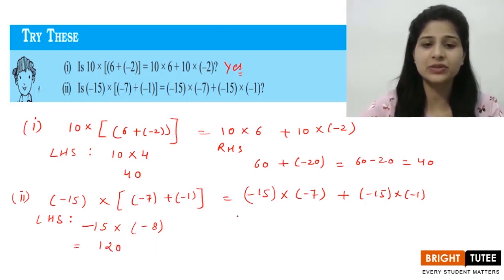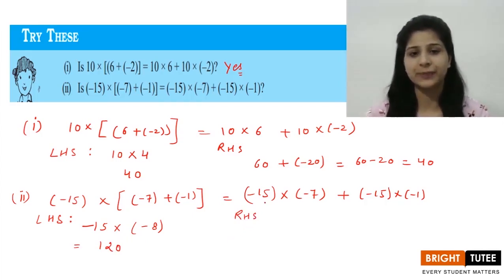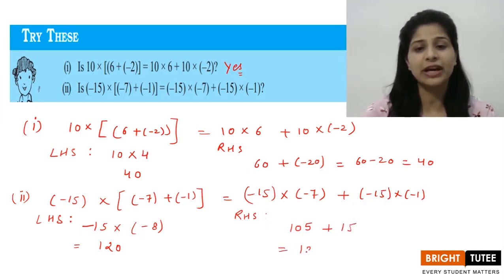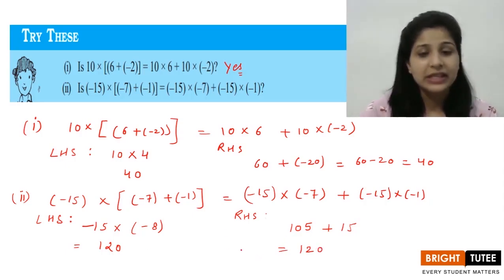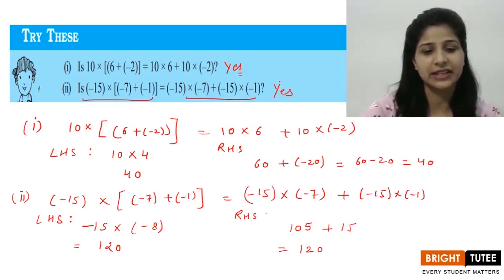Similarly, students, on the right hand side, what are we going to get? Just see. Minus 15 into minus 7. What will be the answer? Plus 105. And the next answer, minus 15 into 1 is minus 15. Adding them, you get 120 as the answer. Are they both the same? Yes, they both are the same. So can we say that this is equal to this? Yes, we can say it.